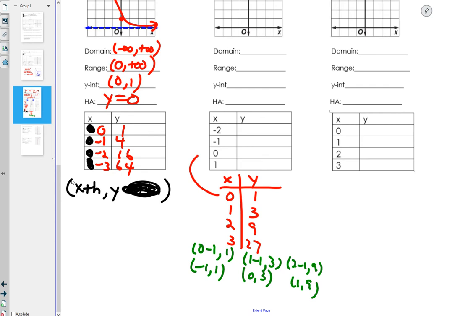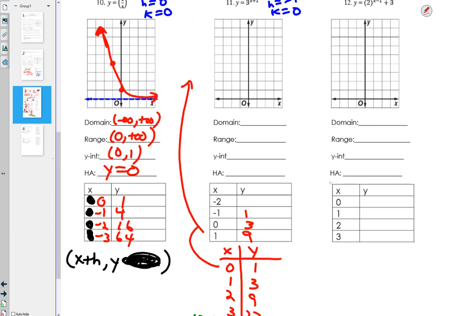What y did I get when x was negative 1? 1. What y did I get when x was 0? What y did I get when x was 1? And these are the same numbers you would have got if you would have taken those and plugged them into the function. You would have gotten the same thing.